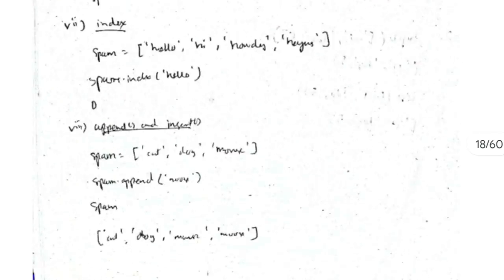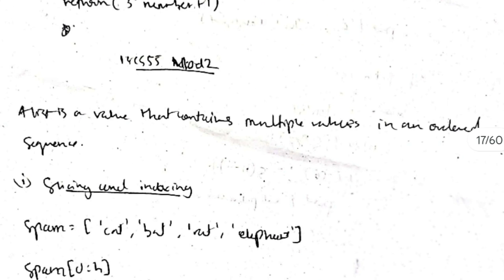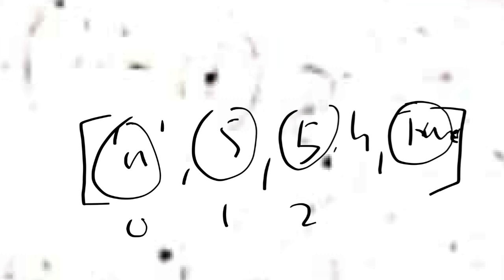And the first question in module 2 is: what is a list, and there are some functions for which we have to write the definition and give an example. So let's discuss what those functions are. The first is the definition of a list. A list is a value that contains multiple values in an ordered sequence. So a list is just like an array in C++, but you can have different data types. For example, if you have A, 5, 5.4, True, all of this can be included in a list. It will have an order, which is the index values 0, 1, 2, 3. So this is known as a list.